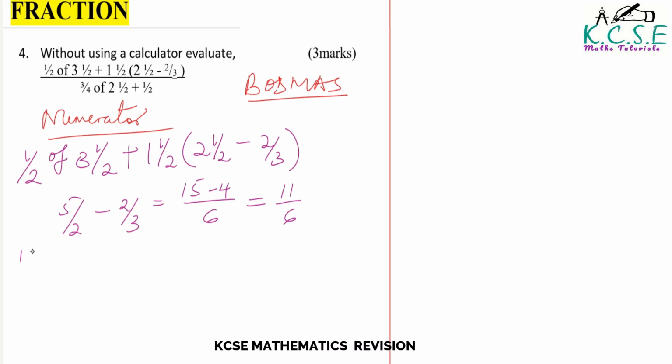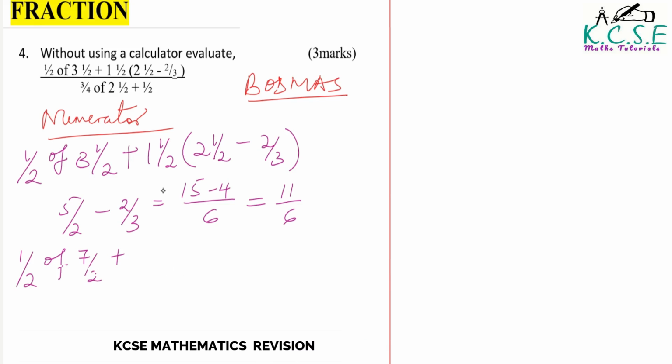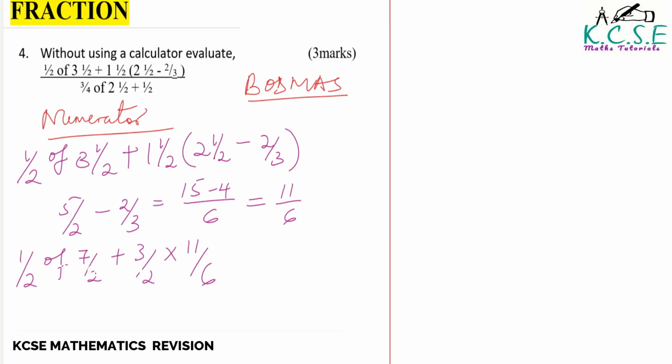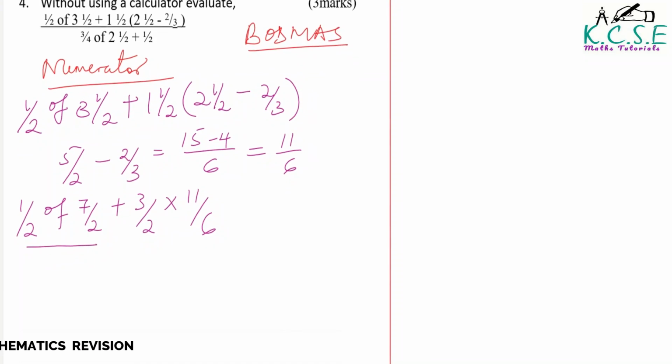Now after doing that, we can write it as a half of. We can convert these mixed fractions into improper fractions for easier working. Like 3.5 will be 7 over 2, plus 1.5 will be 3 over 2, and then multiply by the solution we got for the brackets, that is 11 over 6. Now the next step is to identify: here we have "of", we have addition, we have multiplication. The one that should come first, according to that law, is "of".